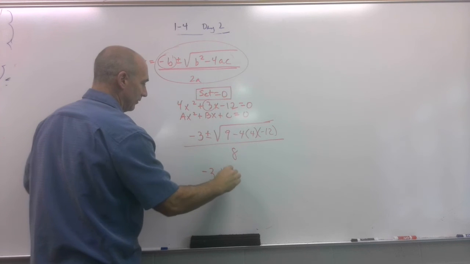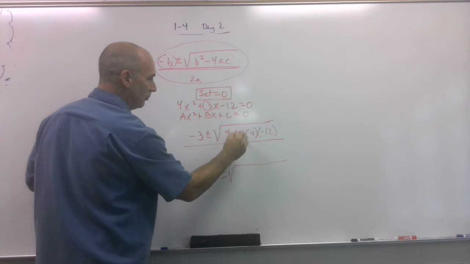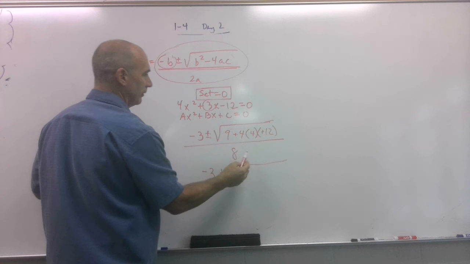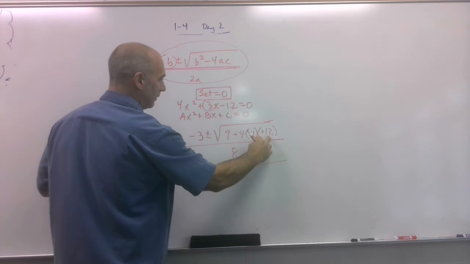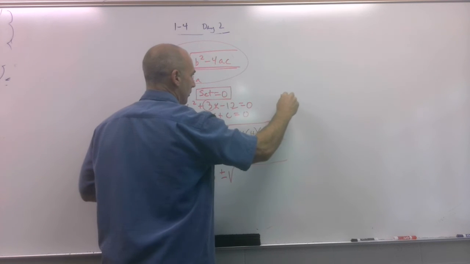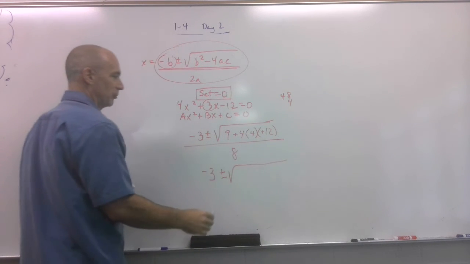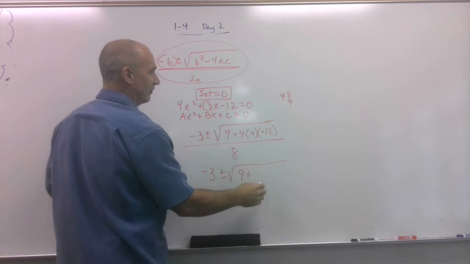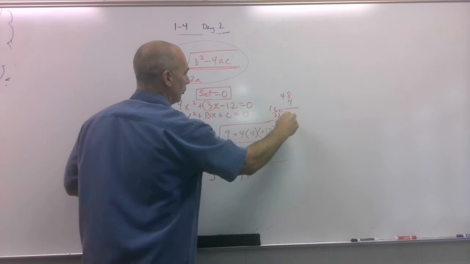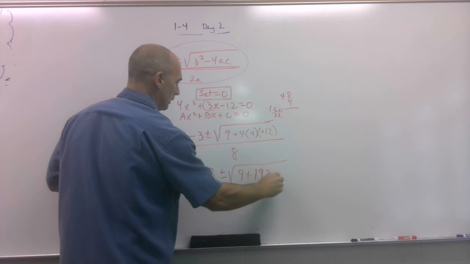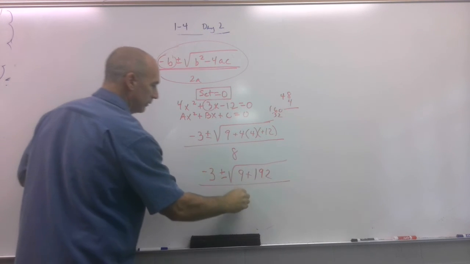-3 plus or minus the square root. Now these two negatives will make a positive. So 4 times 4, well, let's do it this way. That's 48 times 4. Come on, mental math. 48 times 4. I just don't want to screw it up. 9 plus 160 plus 32. 192. All over 8.